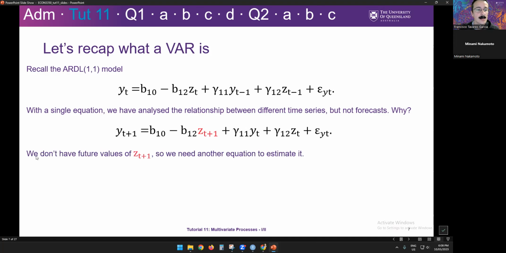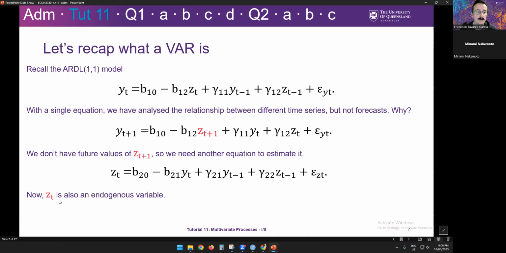What we do, we bring zt, instead of being an independent or exogenous variable, this comes to our equation and becomes a dependent or endogenous variable too. So now both yt and zt are endogenous, and they have their own equations. So now zt is also an endogenous variable. This is how you're going to make forecasts for this ARDL, or now that they are together, these VARs.